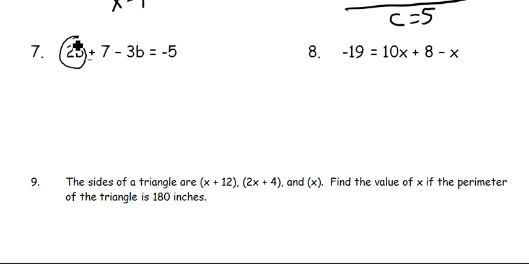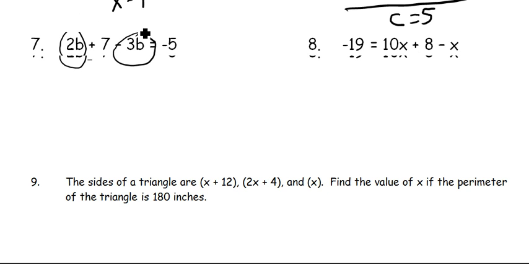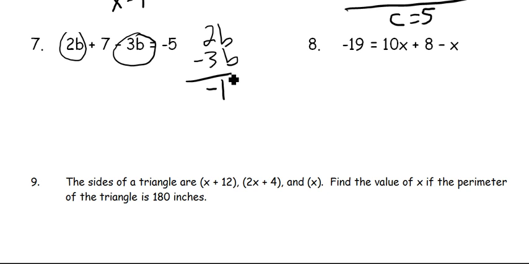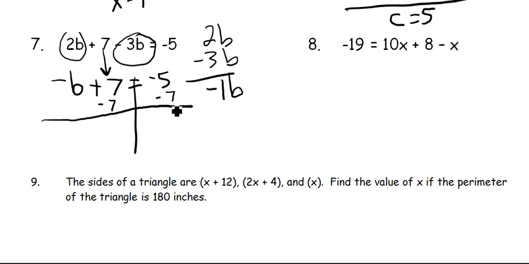In this example, we have 2b and minus 3b. And if we have 2b minus 3b, that gives us negative 1b. And we can just write that as negative b plus 7, that's all we're doing is bringing that down, equals negative 5. Subtract our 7. That's the opposite of adding 7. We have negative b equals negative 12.